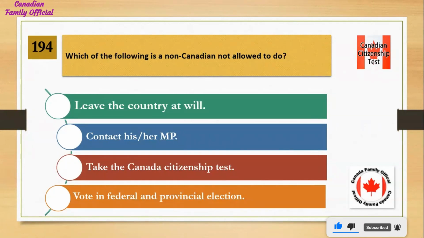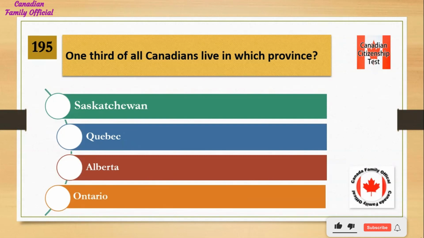Which of the following is a non-Canadian not allowed to do? Number 1, leave the country at will. Number 2, contact his/her MP. Number 3, take the Canada Citizenship Test. Number 4, vote in federal and provincial elections. And the answer is vote in federal and provincial elections.